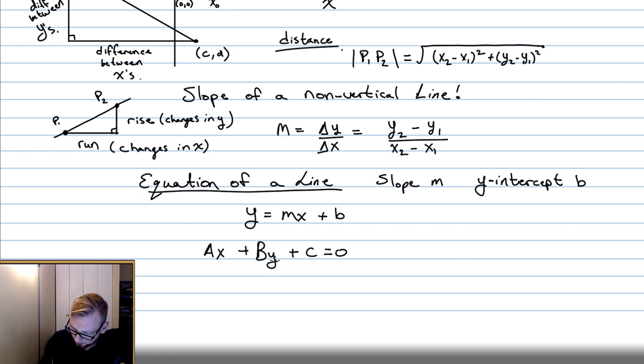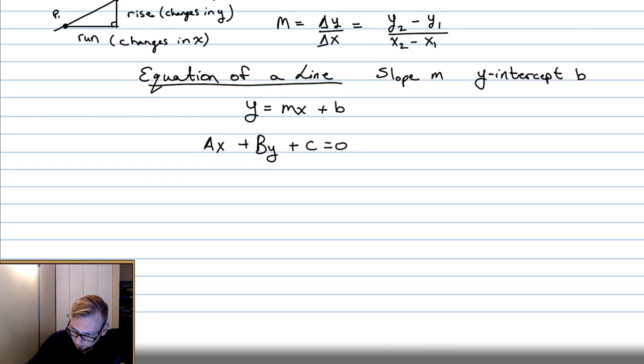Parallel and perpendicular lines. Last bit. What is the difference between a parallel and a perpendicular line? Well, parallel lines never meet. Perpendicular means they have a 90 degree angle between them.